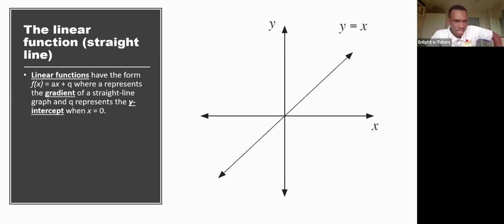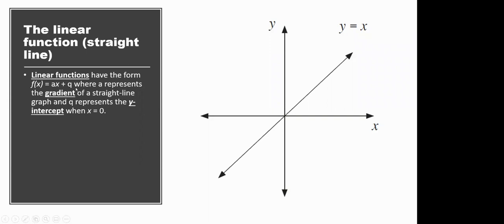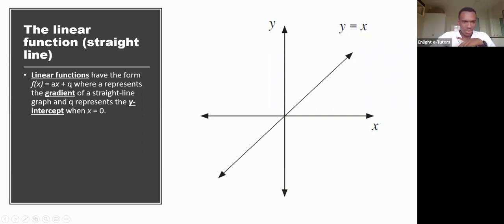A linear function is a straight line, where we have y = mx + c, or y = ax + b, or y = ax + q. It doesn't matter. As long as there is only x to the power of one, then we know this is a straight line. Okay. What does the q stand for? Because it's f(x) = ax + q. The a stands for the gradient and the q stands for the y-intercept, where x is 0.